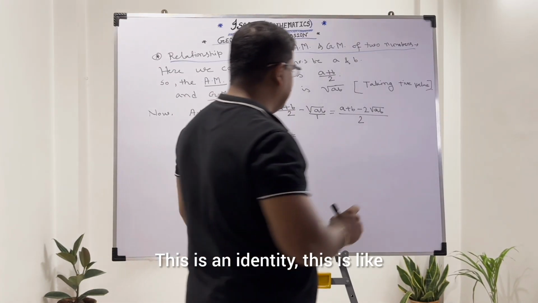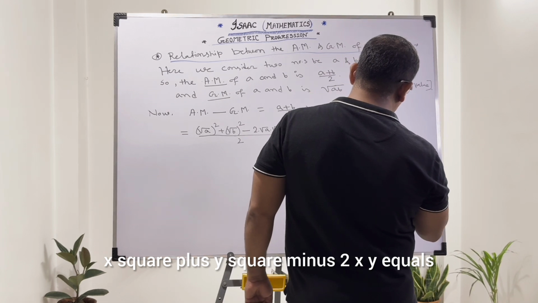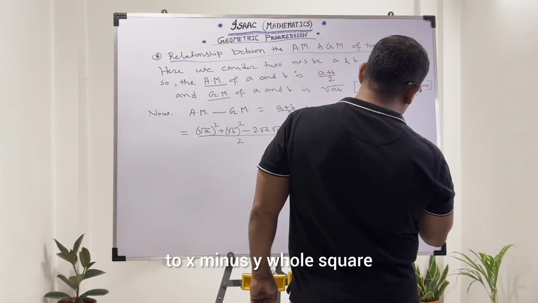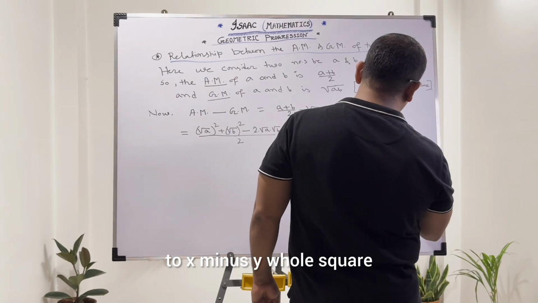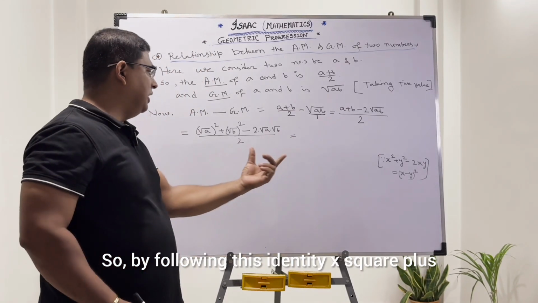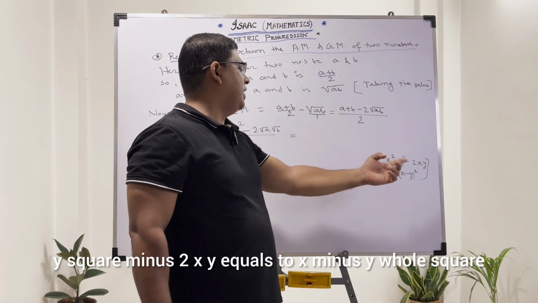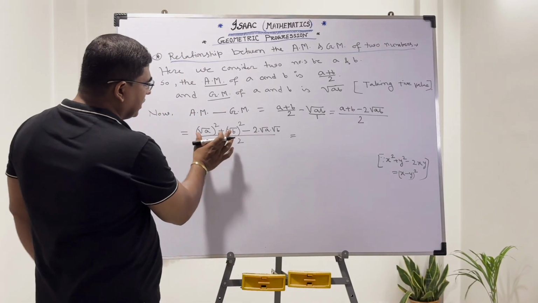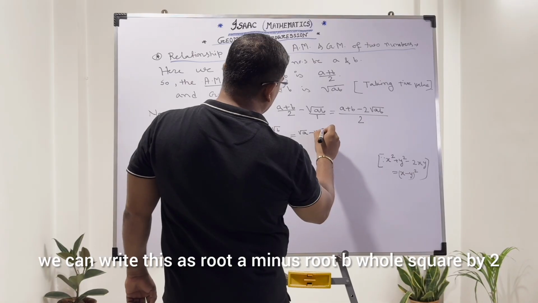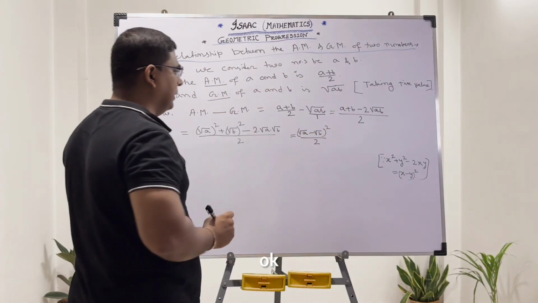This is an identity. This is like x square plus y square minus 2xy equals x minus y whole square. So, by following this identity, x square plus y square minus 2xy equals x minus y whole square, we can write this as root A minus root B whole square by 2.